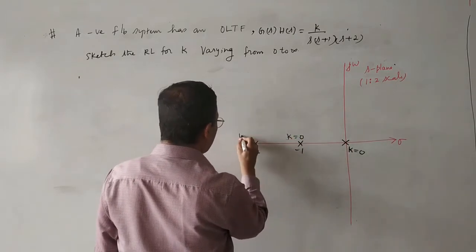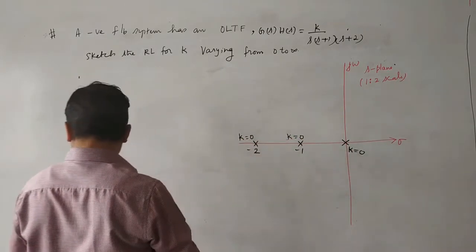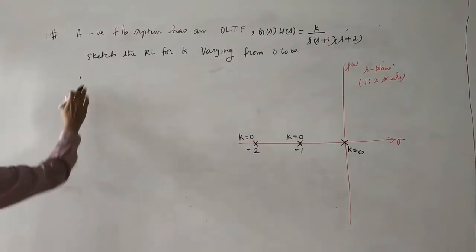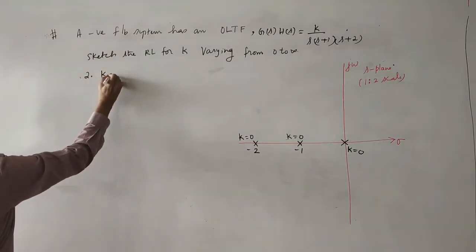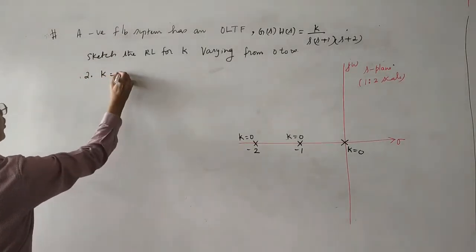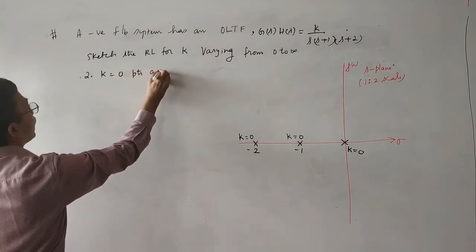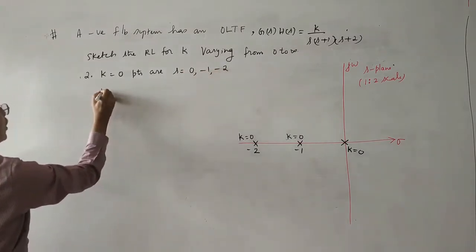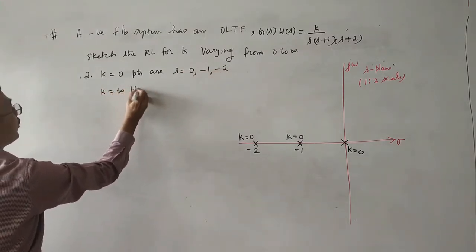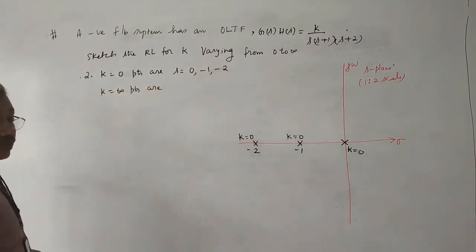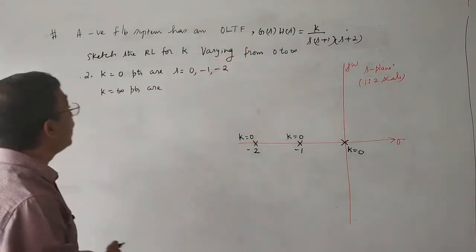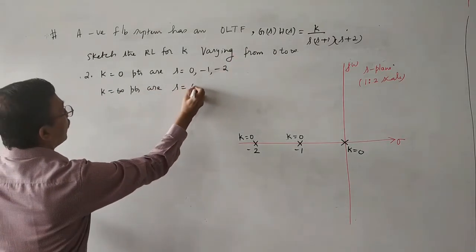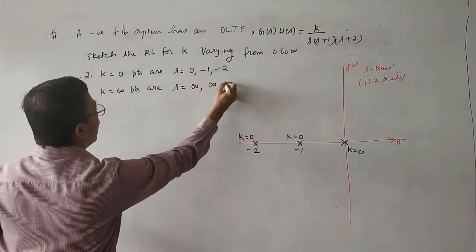Where zeros are there, we write k equal to infinity. So second step, k is equal to 0 points. K equal to 0 points are pole locations 0, -1, -2. K equal to infinity points are locations of zeros. There are 3 zeros at infinity. Therefore, I write s equals infinity, infinity, infinity.